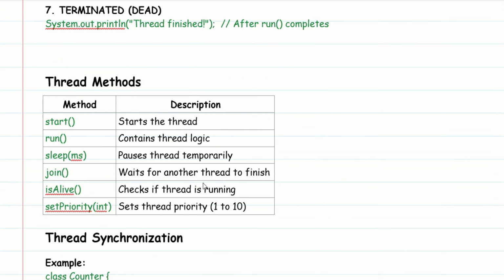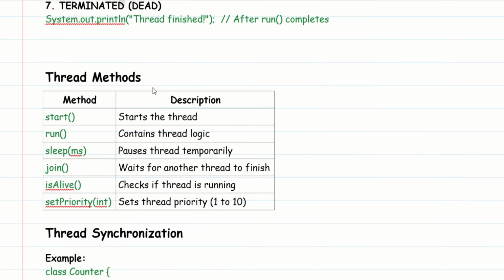So the thread methods, which we have already seen: a start method to start the thread, then run, which contains the logic within the thread class, and sleep to halt the thread temporarily. Then join, which waits for another thread to finish, and isAlive to check if a thread is running or not. Then setPriority. You can set the priority for a thread as well.